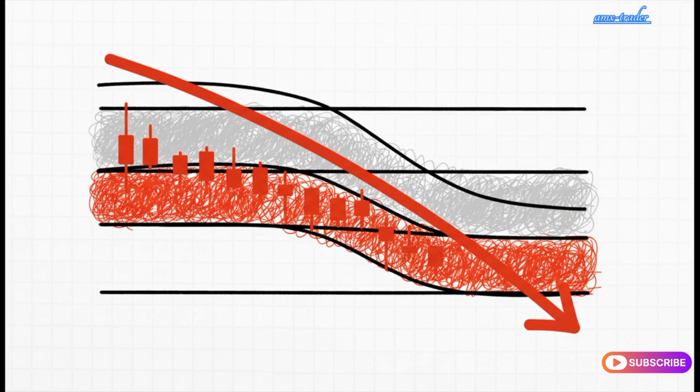And finally, as you can probably guess, we have the sell zone. It's the perfect mirror image of the buy zone. It's the area below the lower 0.5 deviation band. And when the price is living down in this area, that's a loud and clear sign that sellers are in charge and the downward pressure is strong.